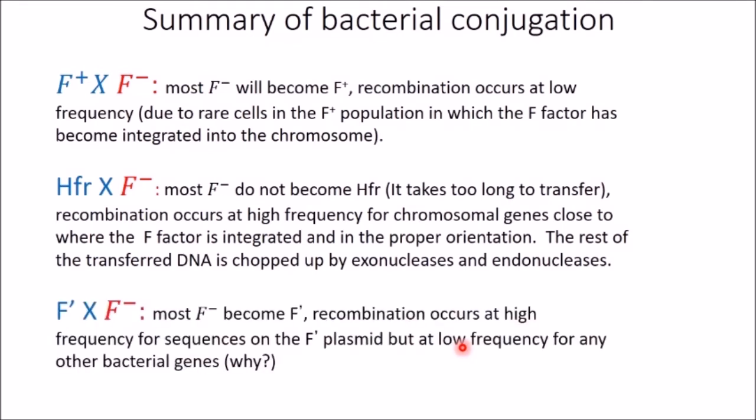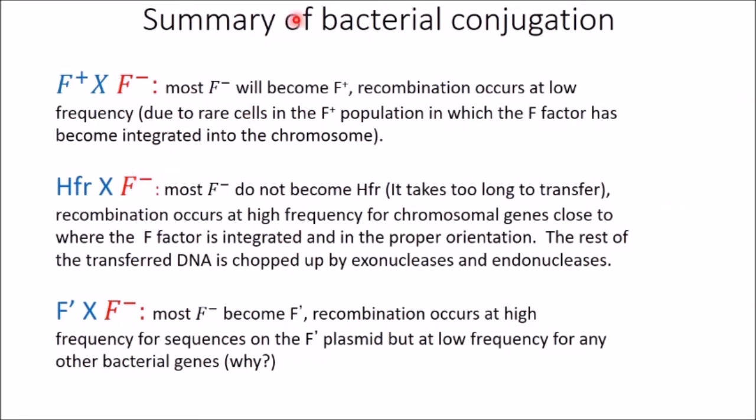And then we have F prime crossed with F minus, and most F minus cells become F prime. Why? Well, recombination occurs at high frequency for the sequences on the F prime plasmid, but at low frequency for any other bacterial genes. And why did that happen? Well, because the recipient F minus cell does not have an F prime plasmid. So it can only undergo recombination with sequences that it has homology to. The only thing it has homology to is the gene that came from the chromosome of the donor cell. You've got to think about that.